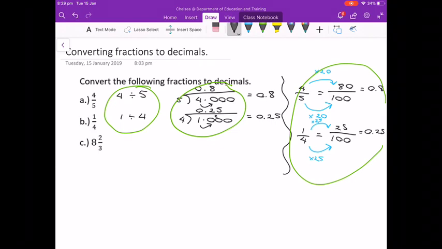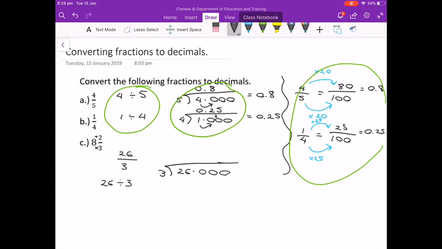And we'll look at our third question, 8 2/3. So what we need to do first is convert that to an improper fraction. 8 times 3 is 24, plus 2 is 26. Now I can't get 3 into 100, so I could simply type that into my calculator. Again, imagine that I don't have a calculator. What I would do is short division.